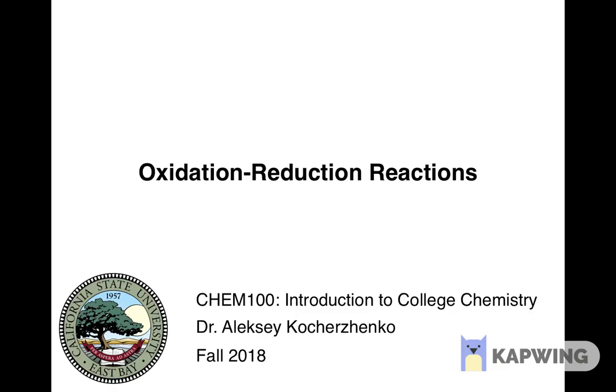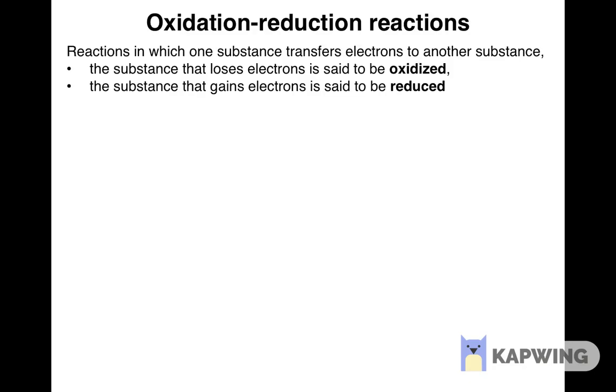Another type of chemical reactions that do not necessarily proceed in aqueous solution, although they can, are oxidation-reduction reactions. Oxidation-reduction reactions are reactions where electrons are transferred between different species, such as atoms, molecules, or ions. A substance that loses electrons is said to be oxidized, and a substance that gains electrons is said to be reduced. Often, but not always, oxidation-reduction reactions involve elemental oxygen.